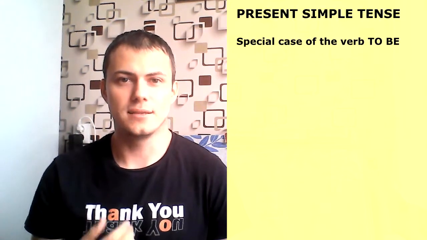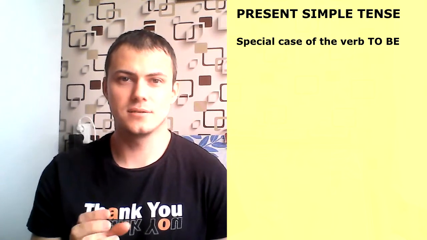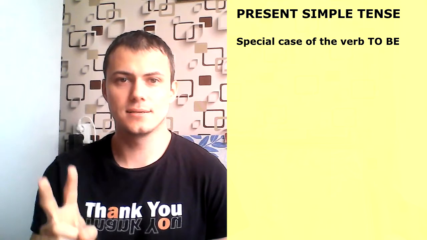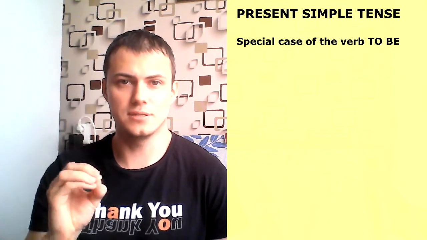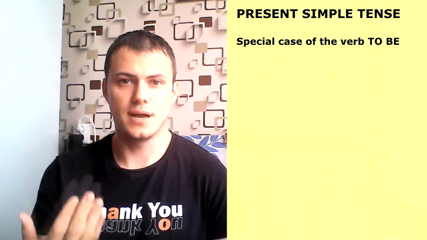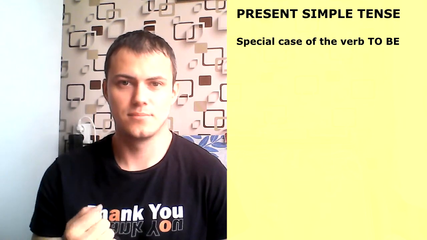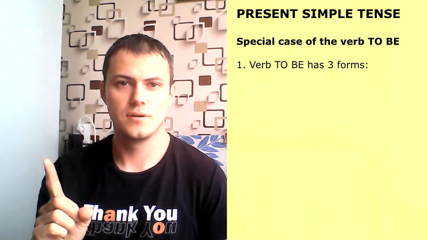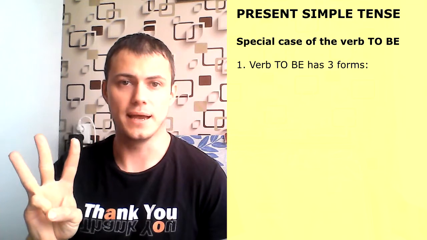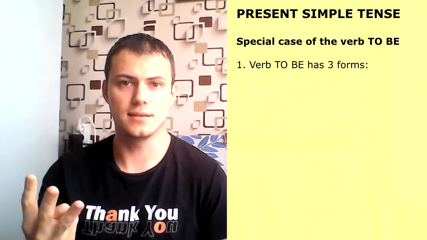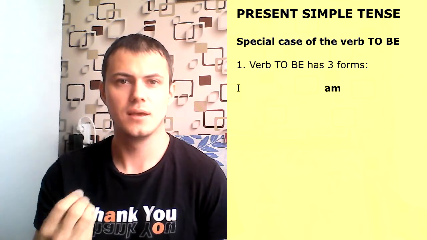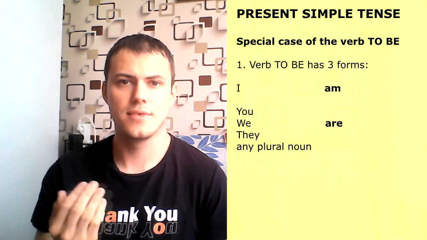Please pay attention to the special case of the verb to be. The verb to be has two important differences from the other verbs in the present simple tense. First, the verb to be has three forms depending on the subject in the sentence. I am. You, we, they are.